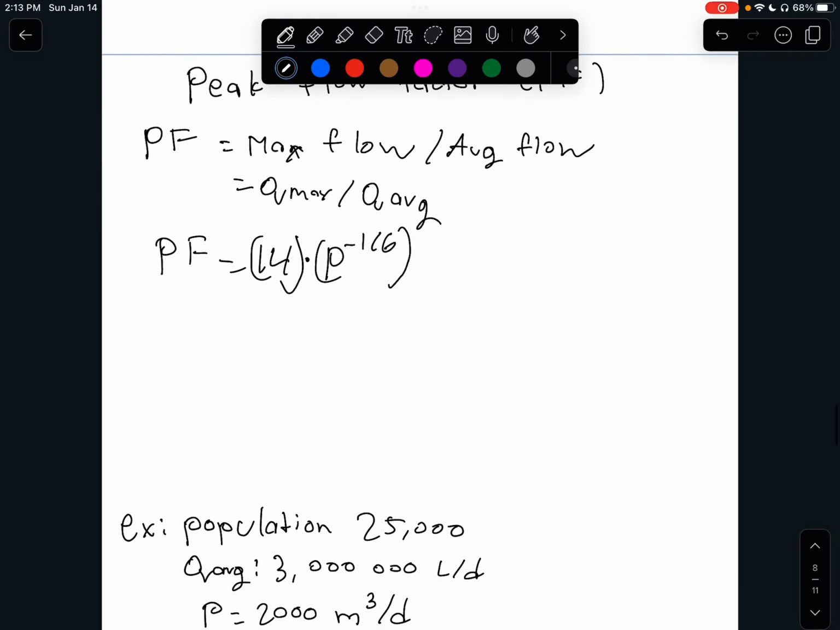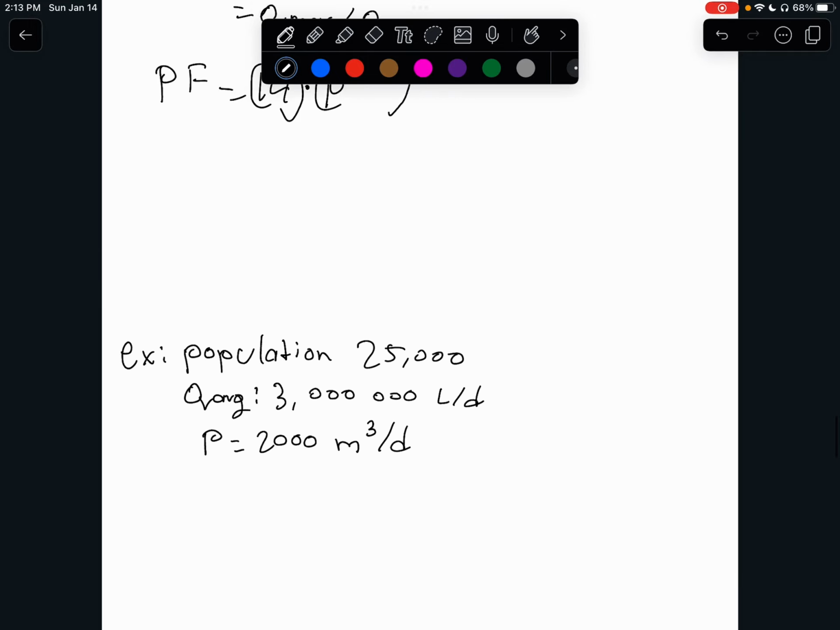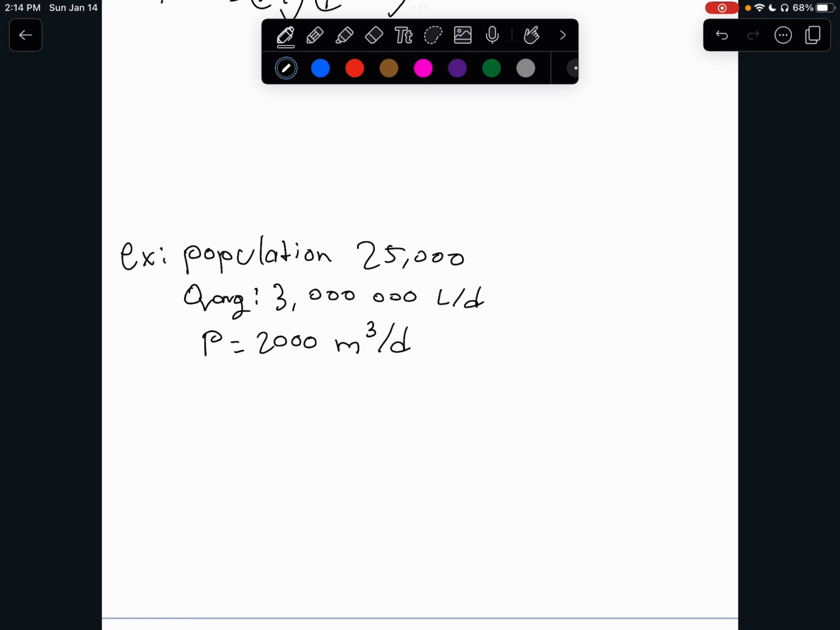All right, so as we explain our peak factor, we're going to keep going with an example. We have a countryside or even just a small town with a population of 25,000 people. They plan to build a residential wastewater system with a flow rate estimated at about 3 million liters per day. New factories are also coming in, contributing a flow of 2,000 meters cubed per day. Our goal is to find the peak flow in meters cubed per day. Our units are very important.